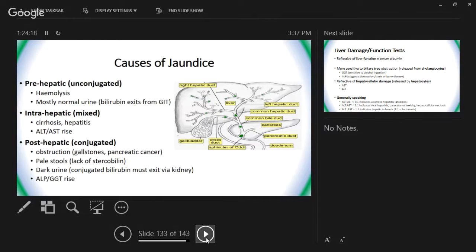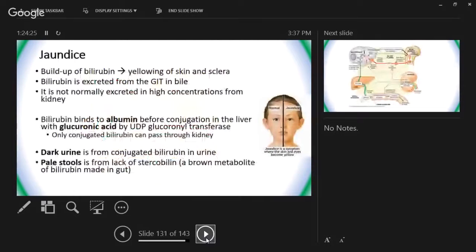And that's when you get pale stools, and also dark urine. You get pale stools because, let's go back, stercobilin is one of the byproducts of bilirubin metabolism in the GIT. If there's no bilirubin getting into the GIT in the first place, there's going to be no stercobilin, and that's what gives the stool its brown colour. So that's why in obstructive jaundice you get pale stools and also dark urine.